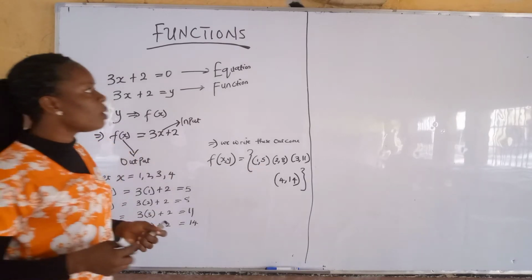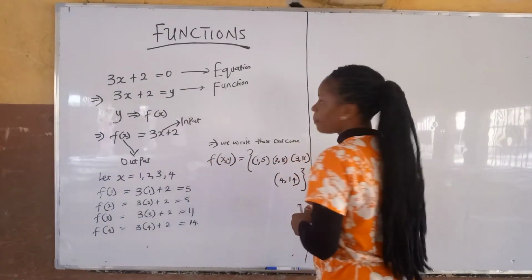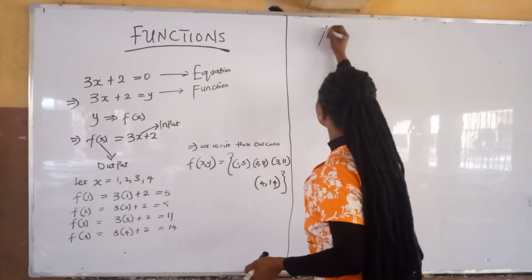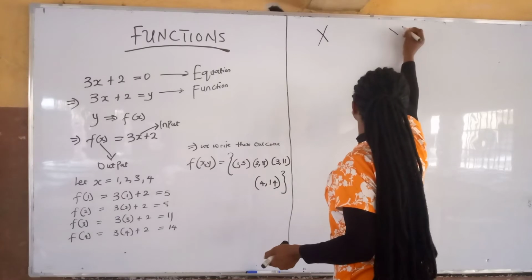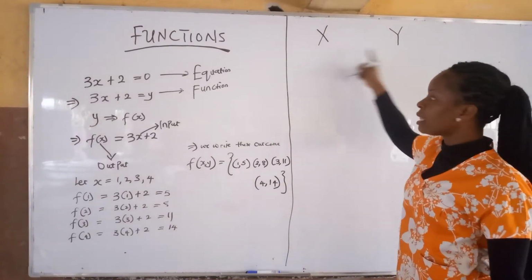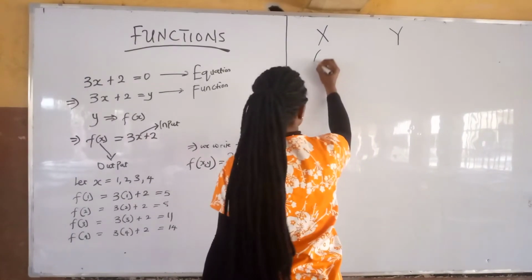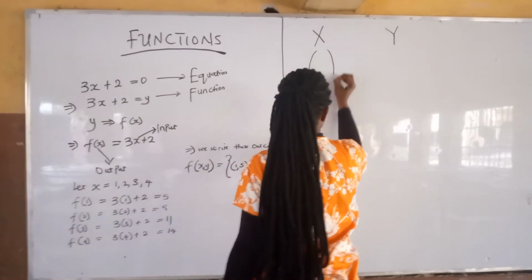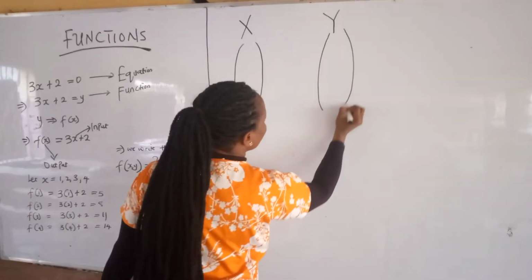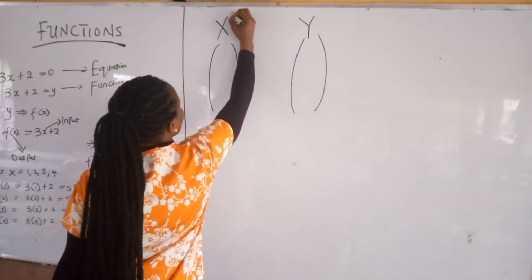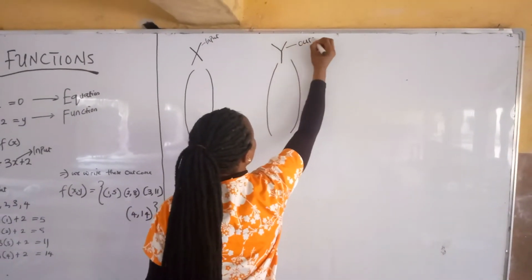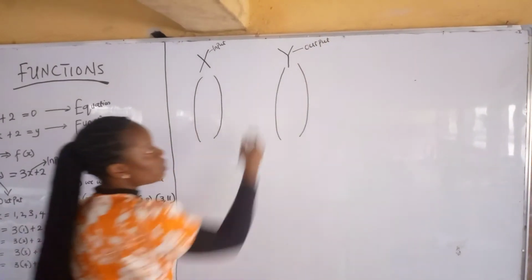And you can also represent this in a diagram. We have set X, and we also have set Y. Please, anytime you are writing your set, let it be in a capital letter. So we said that if we have the elements of X, and we also have the elements of Y, remember, this is your input, and this is your output.